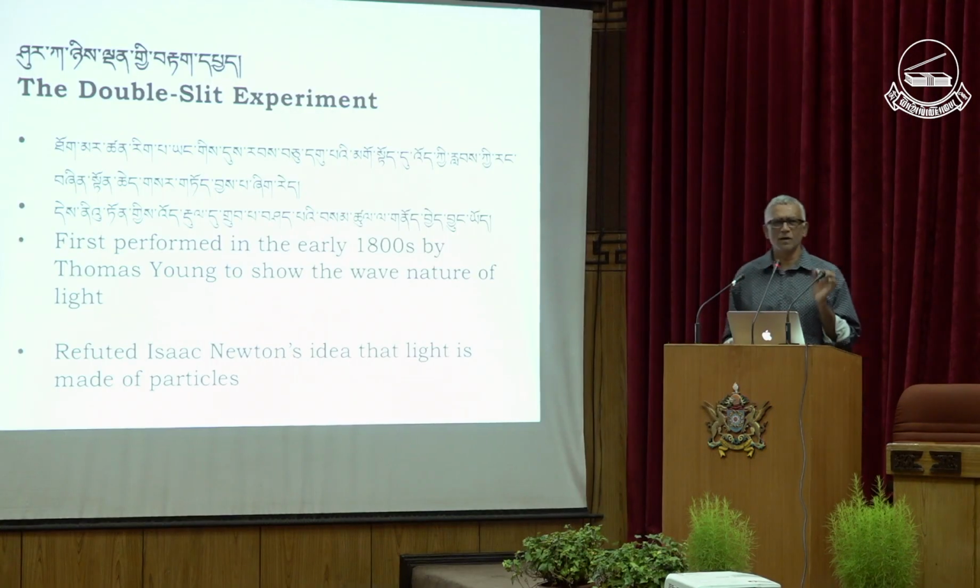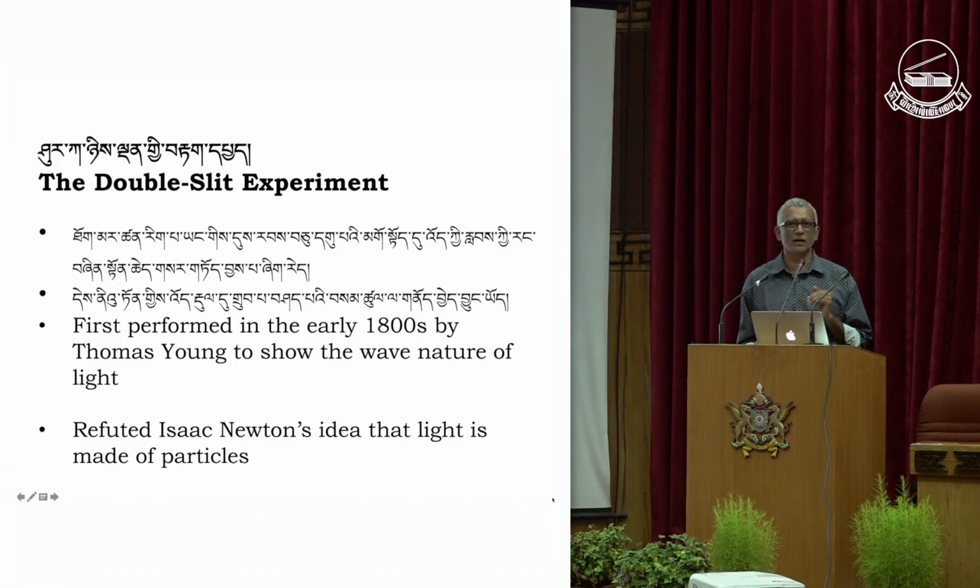So the double-slit experiment is actually very simple and very easy to understand, which is why it is such an iconic experiment. It has a 200-year-old history. It was first done in the early 1800s by an English physicist called Thomas Young. And the reason he did this experiment was to try and understand the nature of light.